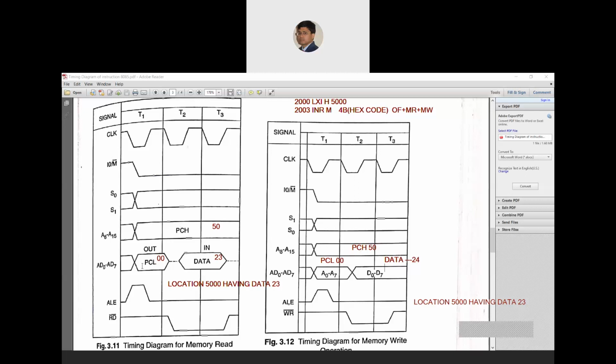The value concept is the same, PCH. Here it is 50 and 00, because I am handling the INR M instruction. But if I take some other instruction, this value will change. I will show this thing. So just understand how it is changing for the INR M operation. PCH is 50 and 00, the same, because we are referring to the same location, but data is changed because it is increasing the data. If I write DCR M, the data will be 22.